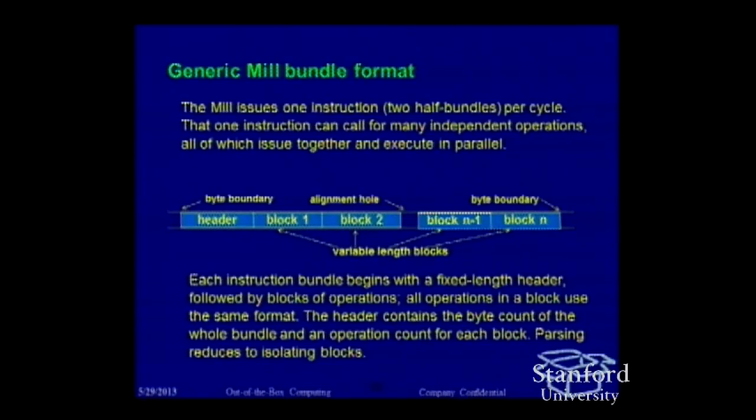Each one of those blocks is a variable size. They may not all be present. The machine bundles are byte-aligned, but the individual operations, and hence the blocks, are bit-aligned, and that means there's usually an alignment hole in the middle. Not yet wasted bits, you'll see later.